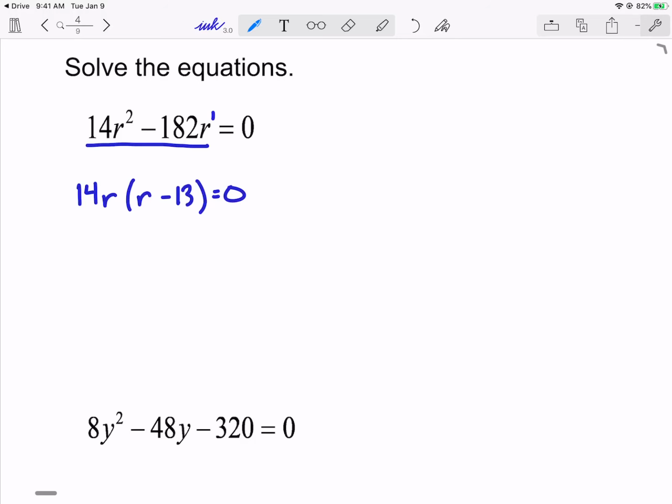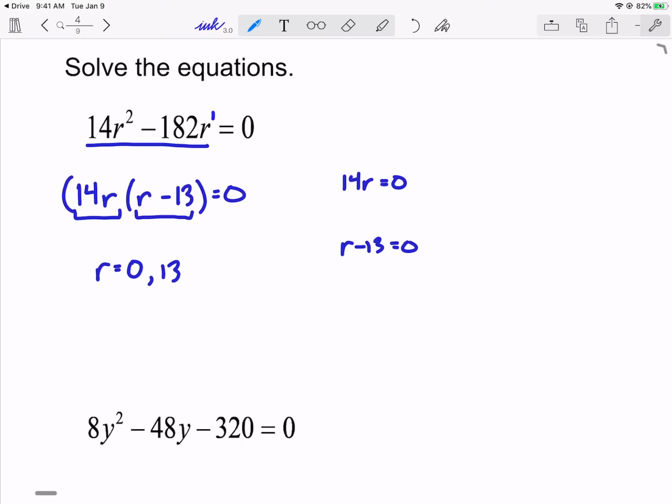The right side still remains 0. I set this portion equal to 0, which is really just setting r equal to 0. Well, then r equals 0 is the solution. And then I'm setting r minus 13 equal to 0, which gives me 13. So again, these are the steps that I'm doing. Set each of the factored forms equal to 0.